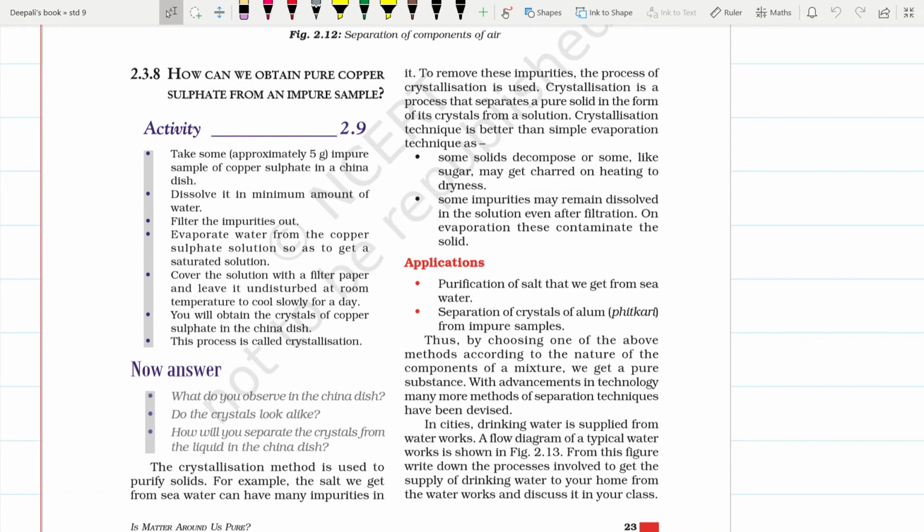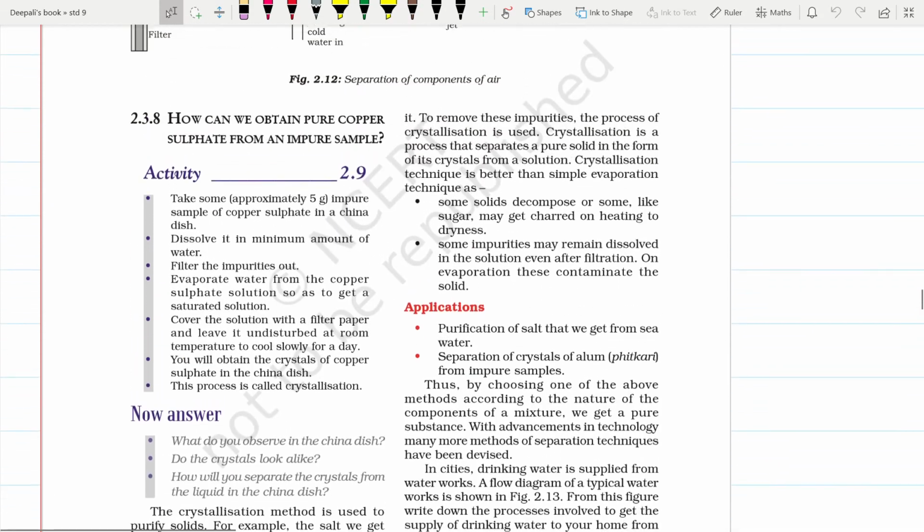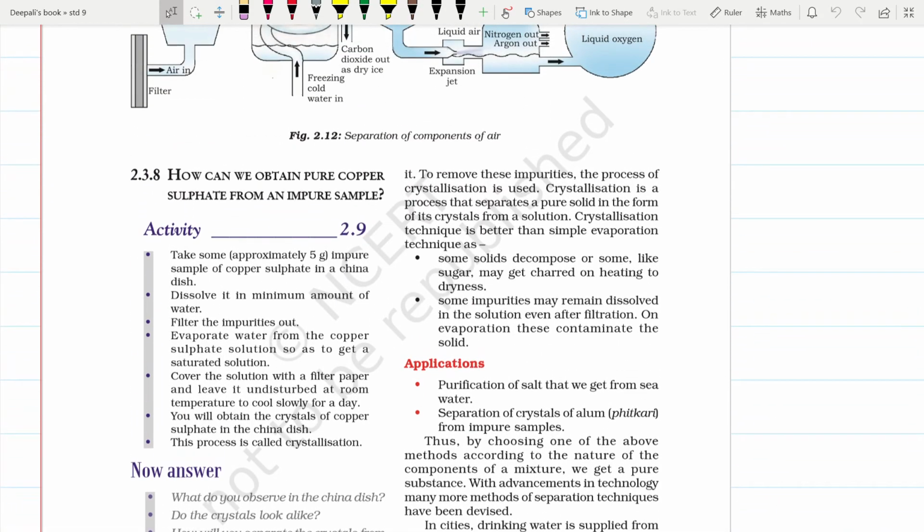The crystallization method is used to purify solids. For example, the salts we get from seawater can have many impurities. So this is another process by which you can do the separation. To remove these impurities, the process of crystallization is used. Crystallization is the process that separates a pure solid in the form of its crystals from a solution.